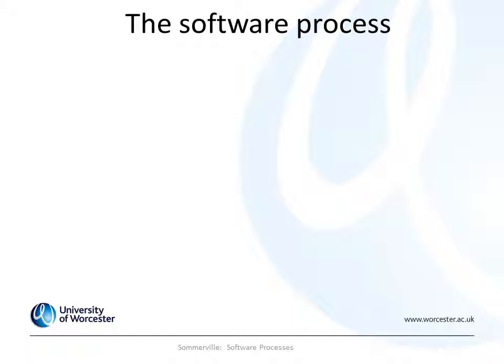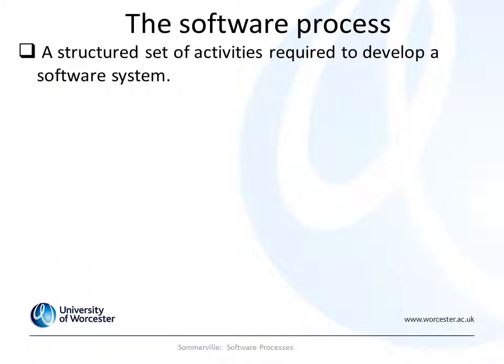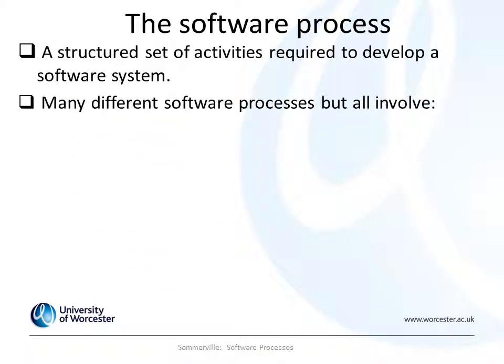Okay, let's go back to software processes now. According to IEEE, they define a process as a sequence of steps performed for a given purpose. It's a structured set of activity required to develop a software system, basically. So a software process model is really an abstract representation of a process. It presents a description of a process from some particular perspective. Now, there are many different software processes, but all involve the following.